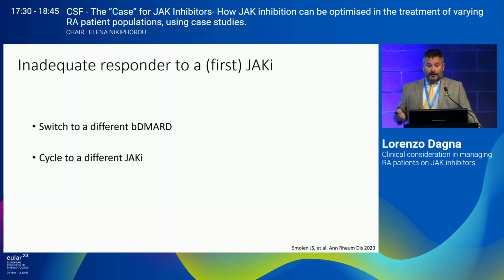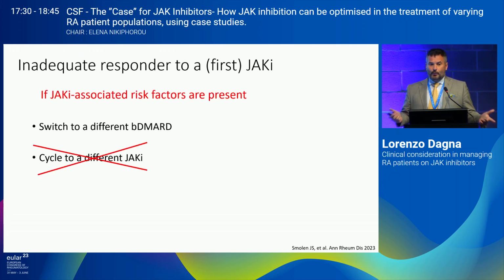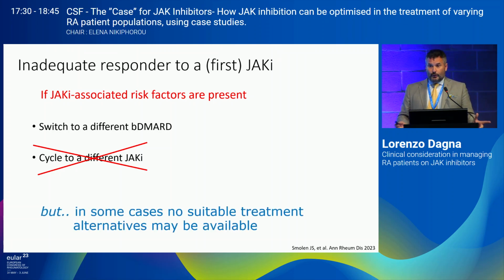Clearly, in the scenario I've discussed, we probably won't be cycling to a different JAK inhibitor if JAK inhibitor-associated risk factors are present and the patient has a non-adequate response to a JAK inhibitor. If those risk factors are present, we won't be considering that. Although, as the EULAR recommendation also points out, in some cases no other suitable treatment alternative may be present, and probably many of the patients included in the JAKPOT study had those characteristics.